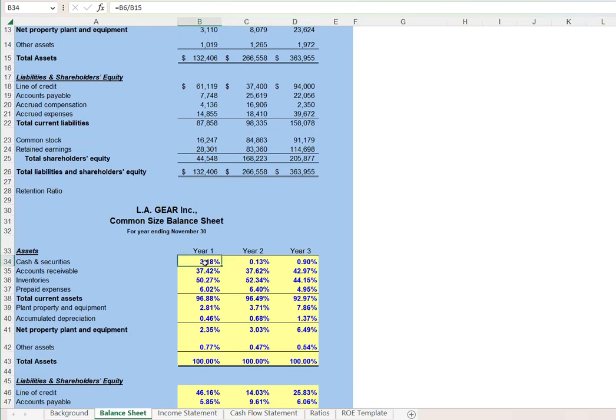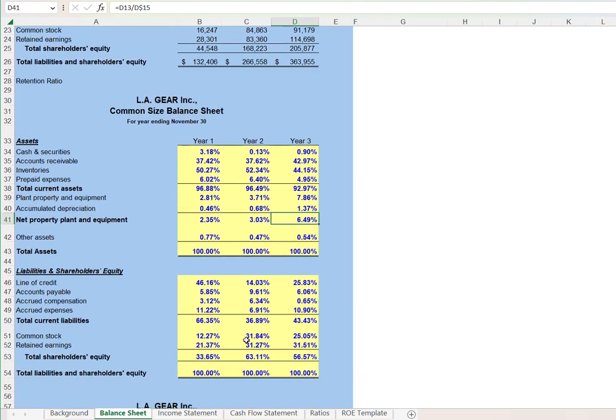We can tell here, cash in year 1, 13% of our assets were in cash. By year 3, only 1% of our assets were in cash. In year 1, 50% of our assets were in the form of inventories. We had reduced that to 44% by year 3. In year 1, net plant and equipment accounted for 2.3% of our total assets. As a percentage of total assets, that has now grown to 6.49%.